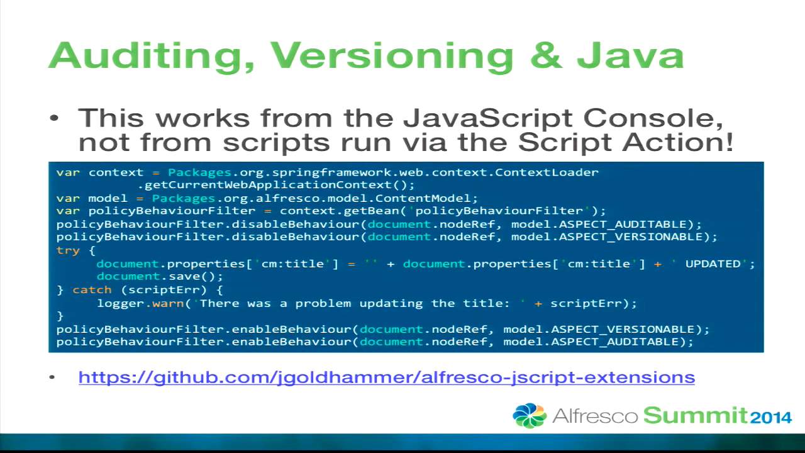So on that first line, we're doing packages.org.spring. So that's some Java package path, .getCurrentWebApplicationContext. That's a singleton, and it's getting an instance of that. That's a Java object, but I can now interact with that context object through JavaScript. I'm not going to talk through this whole thing in a lot of detail, other than to point out that what we're doing here is getting the Spring application context. We're pulling in the policy behavior filter bean, and then we're able to use that bean to disable behaviors on these two aspects and then re-enable them, right?